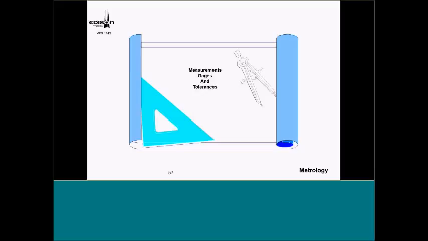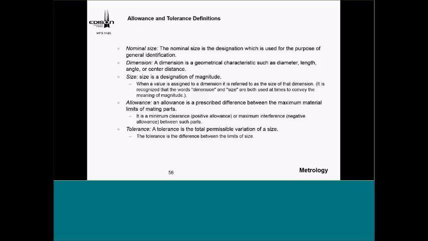All right. So now we're going to get into measurement. I have a little bit of fun. Again, that's more of an introduction. So we talk about measurement. We talk about gauges and tolerances. So we already talked about nominal size. We talked about a dimension. Again, what is size, what's allowance, and what is tolerance.